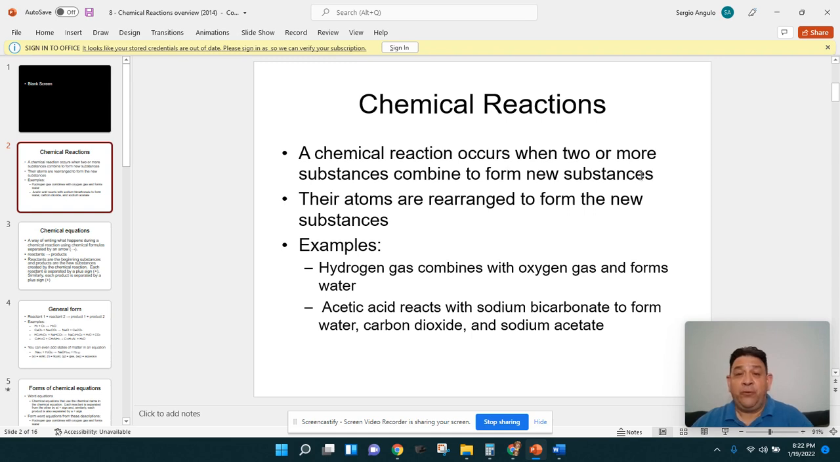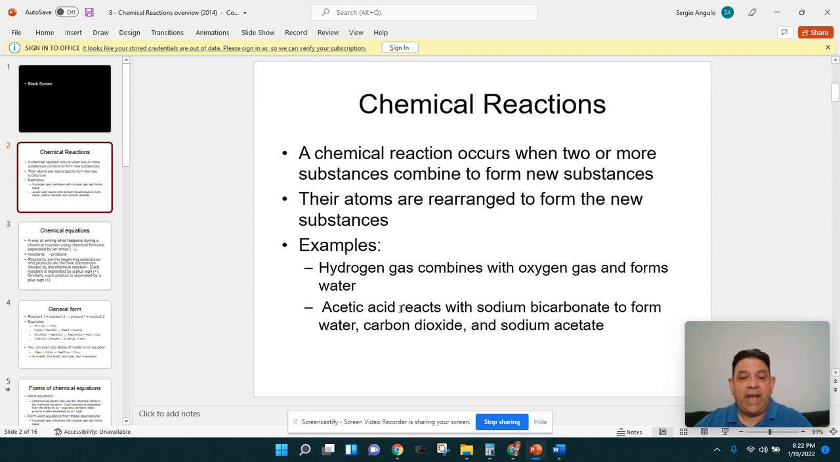So we're starting off with some substances we already have. We combine them and they form new substances. How does that happen? Well, their atoms are rearranged. Actually, the atoms are arranged so that atoms of one element that were over here are now put with another element and they combine together. So here's some examples. Hydrogen gas combines with oxygen gas and forms water. So you get the element hydrogen combining with the element oxygen to form water, which you know is H2O because it's made up of hydrogen and oxygen.